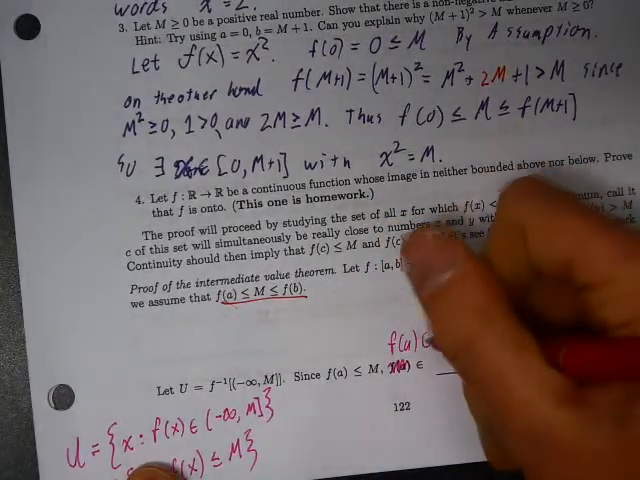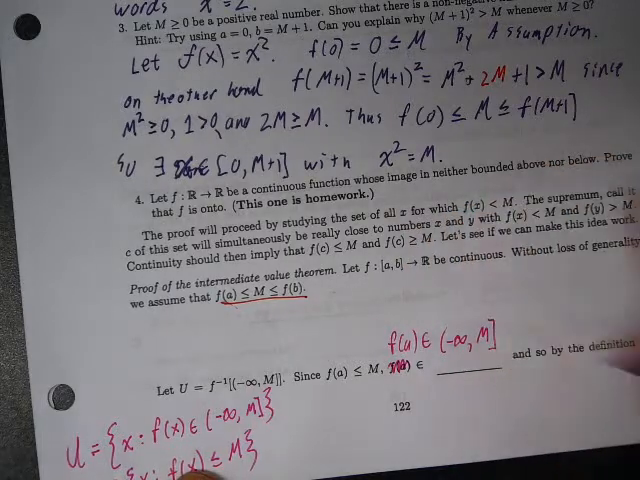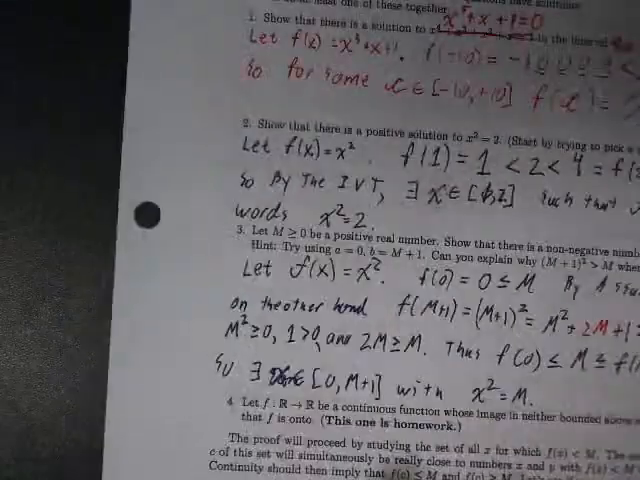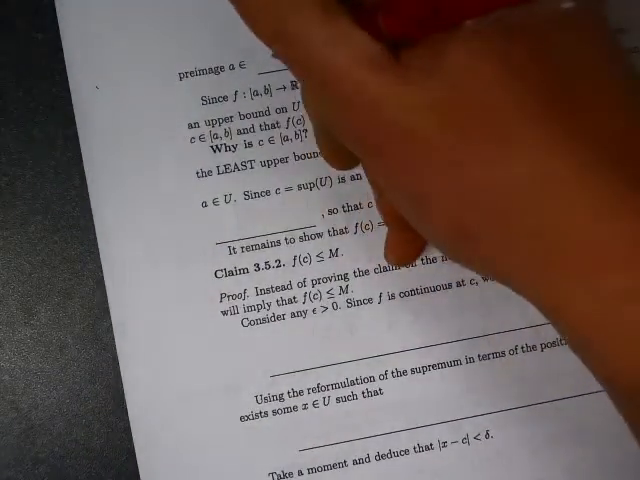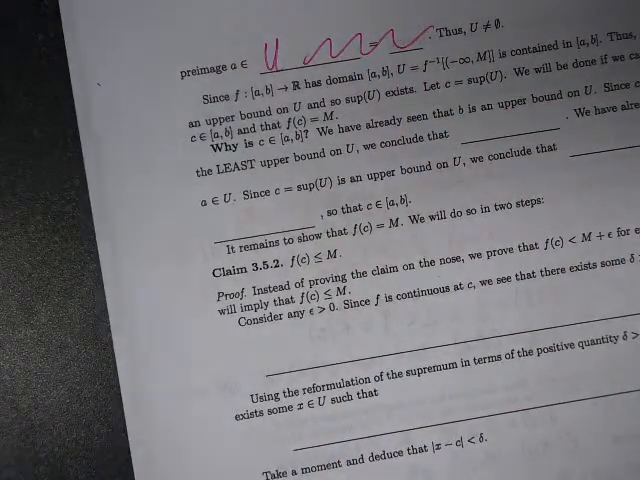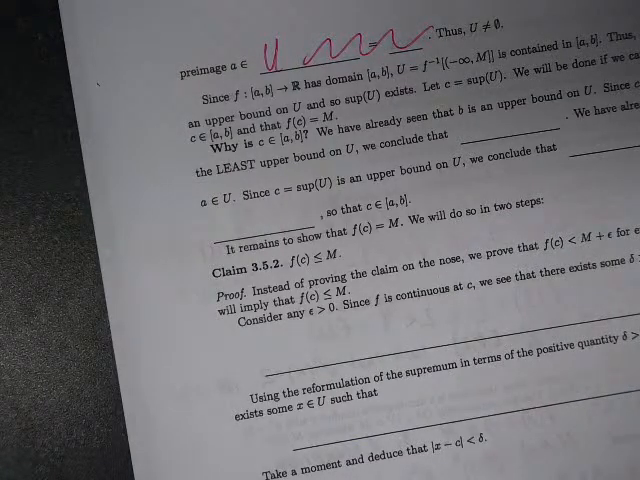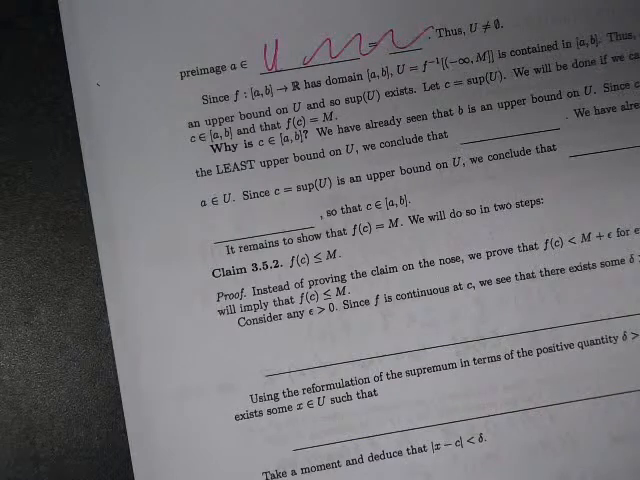f of a is in negative infinity to m. And so by the definition of our set U, a is in U. Yeah, that's good enough. Thus, U is not empty. That's good. Now let's try to come up with an upper bound, and maybe we'll use this same picture. What is an upper bound on this set?